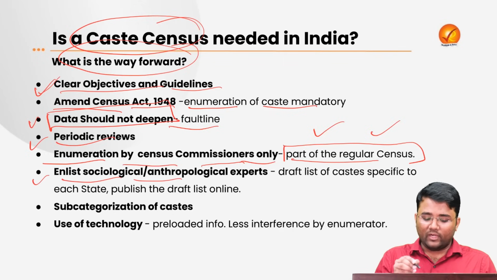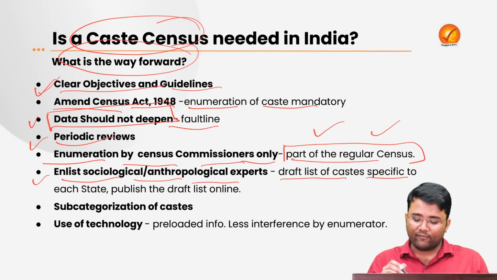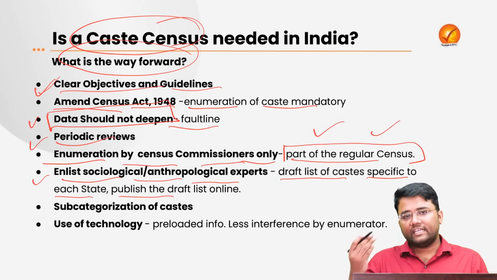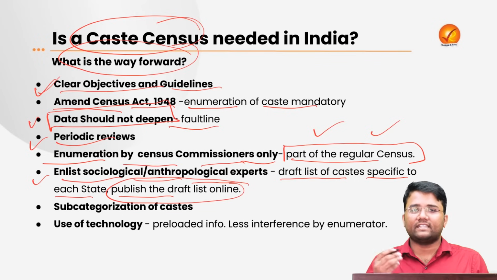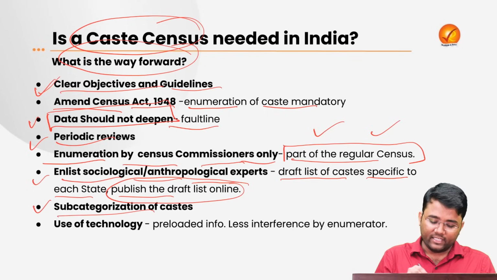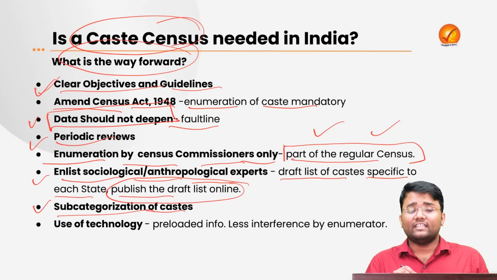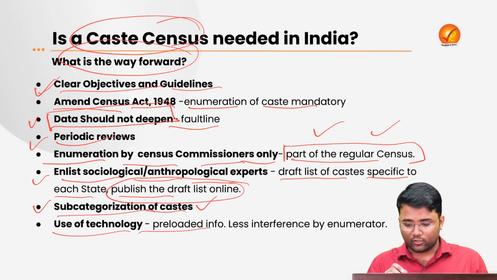There is also need to enlist sociological, anthropological experts. They can create a draft list of caste specific to each state, and after creating this draft list, they can publish the draft list online, and then that can be changed according to the needs. There is also need for subcategorization of caste so that the people who couldn't get the proper benefits, their needs can be addressed properly. There is also need for use of technology.